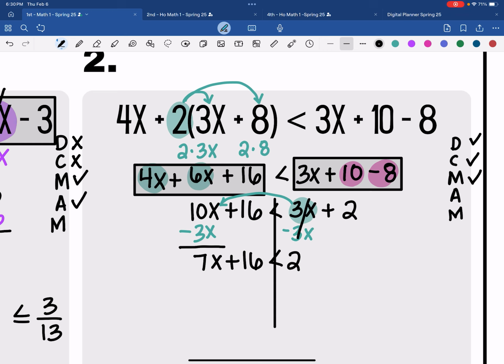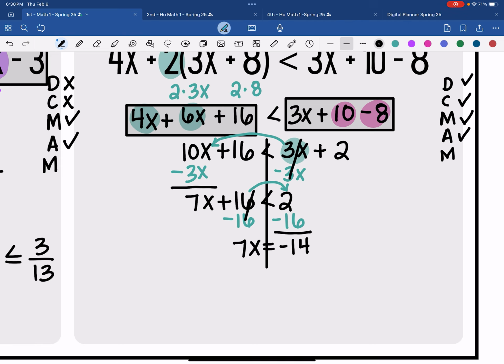All right, so now we're going to add or subtract. So I have 16. We want to move that back to the right. It's a positive 16, so we're going to subtract 16. All right, so that gives me 7x, and then I have 2 minus 16 is negative 14.